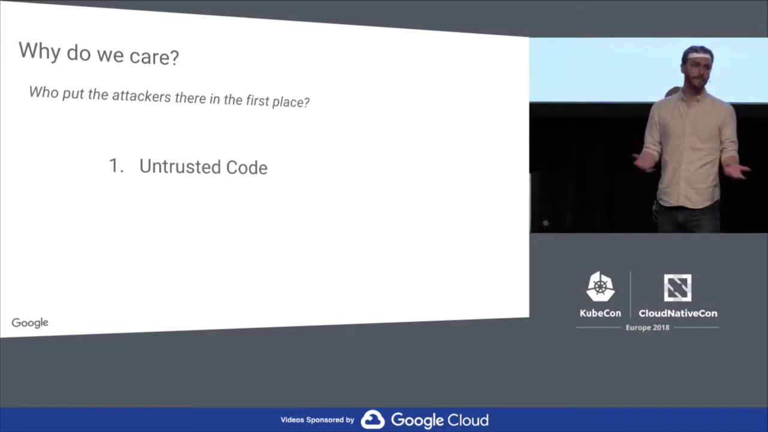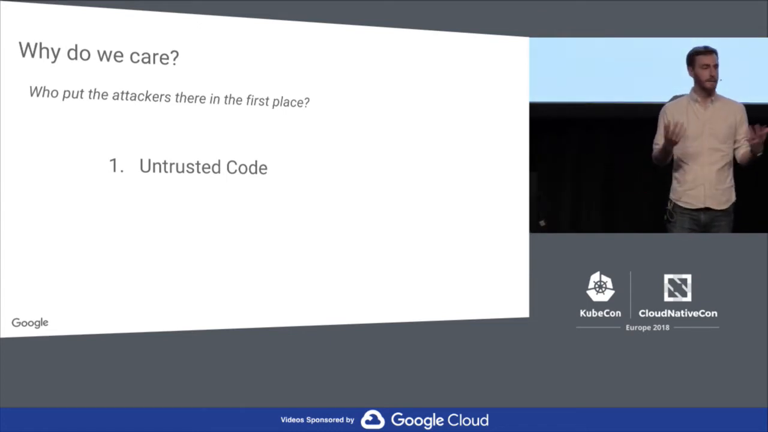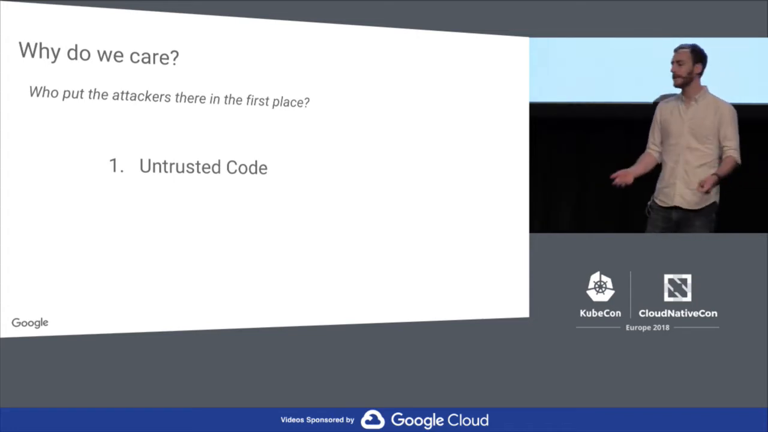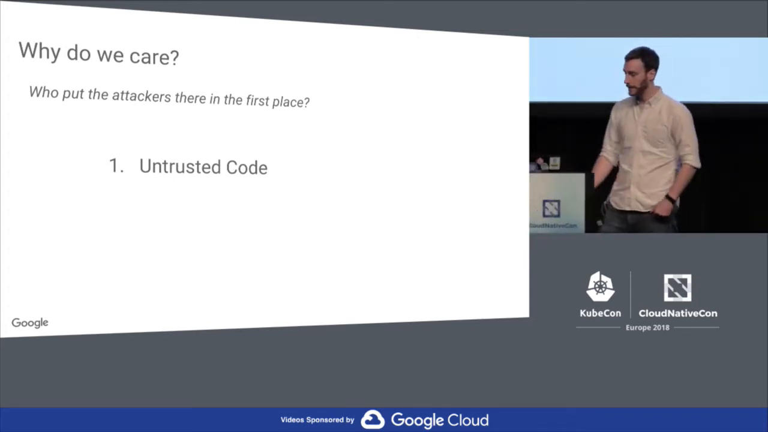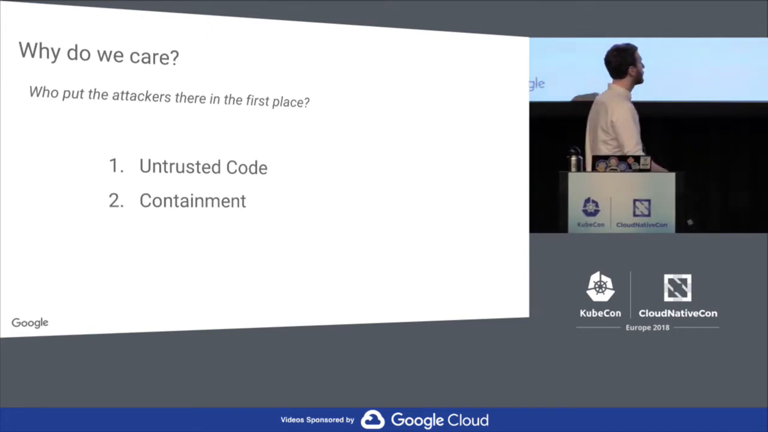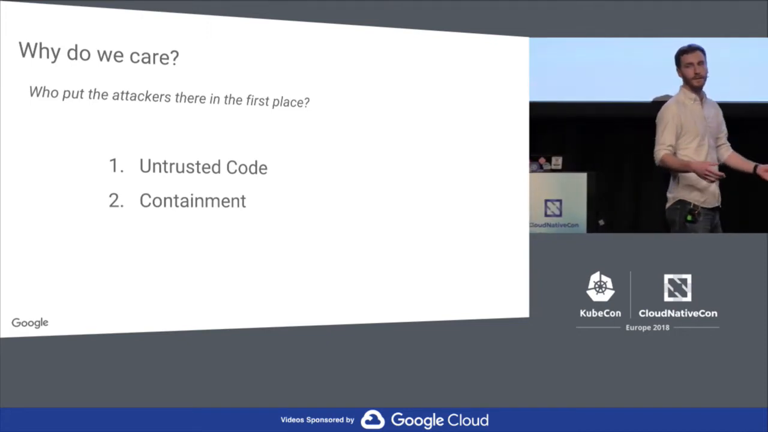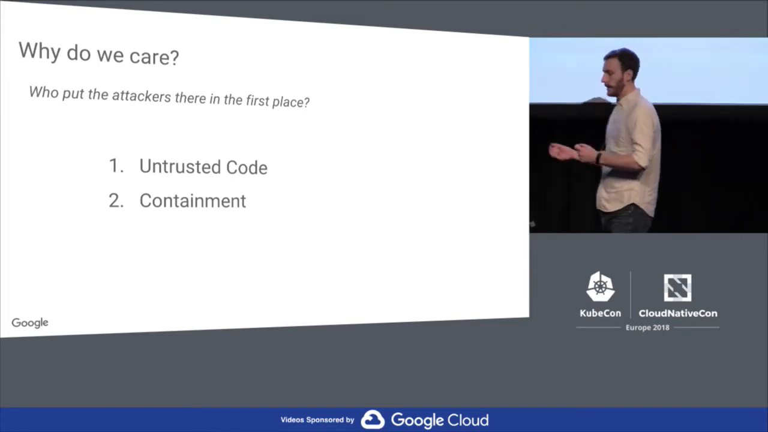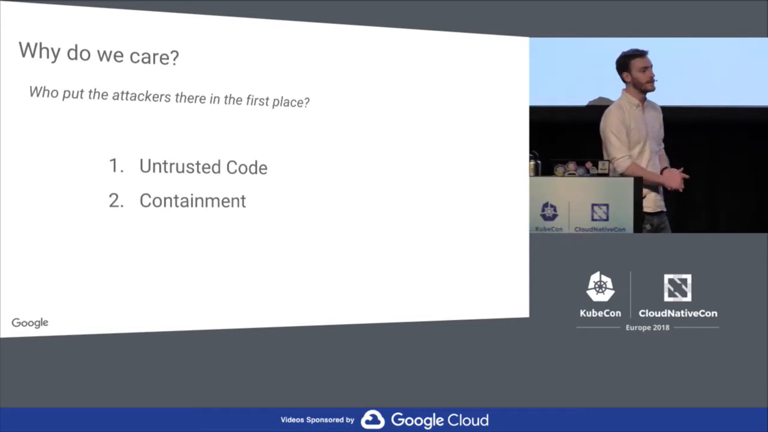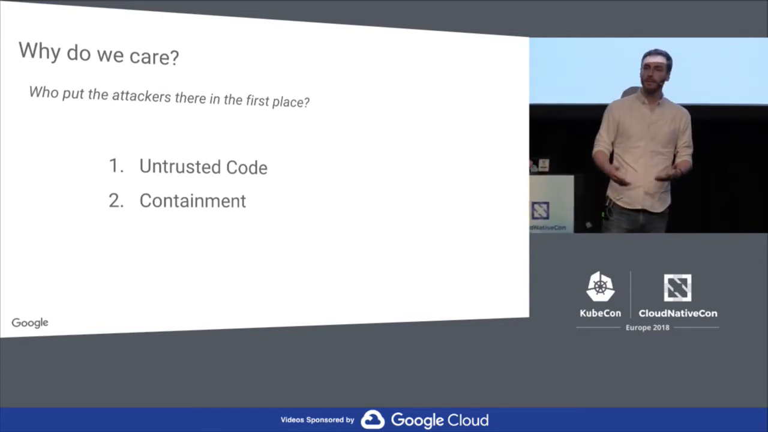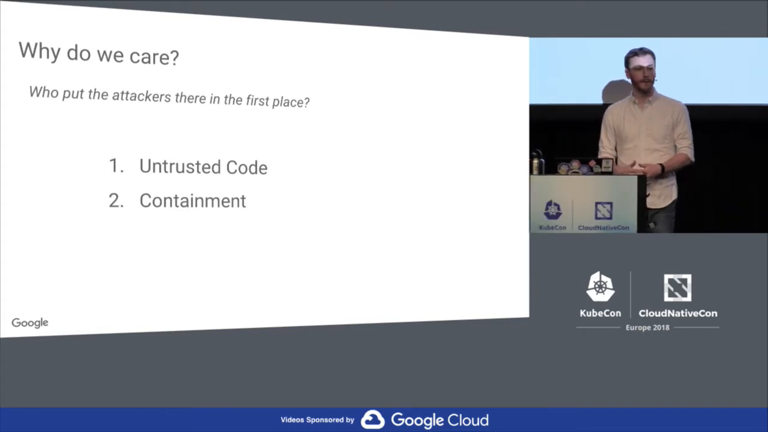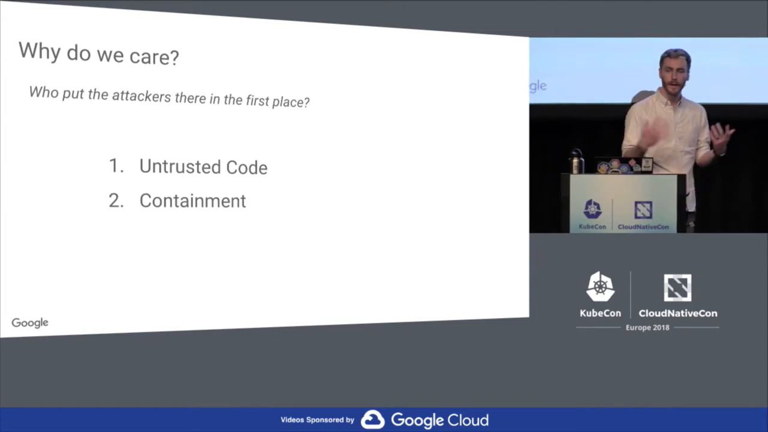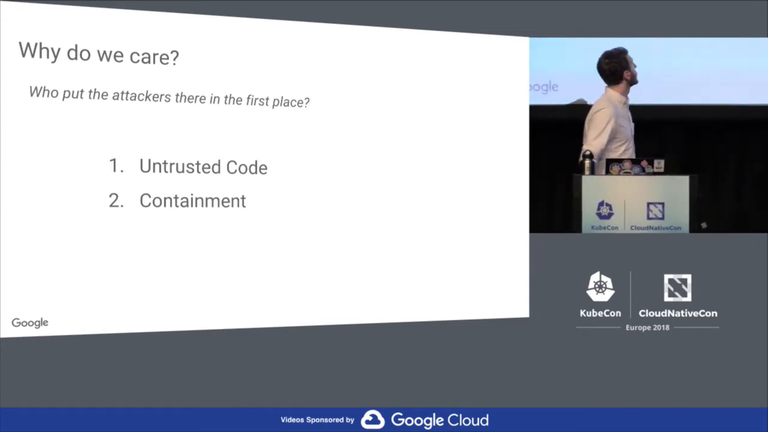Maybe you're running a third-party service. Maybe it's open source code that you just haven't fully security audited. You don't know exactly what's happening in there, and you want to have a little extra safety. The second reason is containment. Maybe you started with thinking about threats from the outside, but the attacker penetrated your defenses. Now they're inside. You want to prevent lateral movement. You want to prevent them from getting at the more sensitive parts of your service and getting deeper into your cluster.